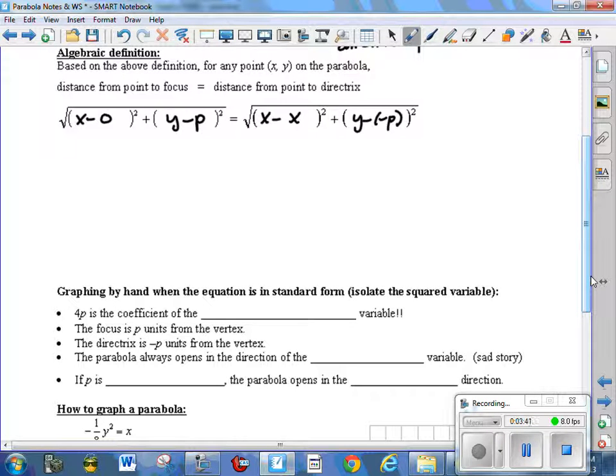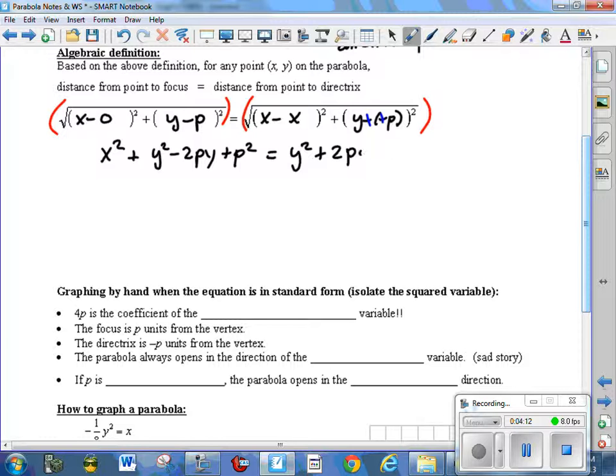Square both sides. That gets rid of the square roots. And then let's simplify what's inside the squared terms. We have x minus 0 squared simplifies to x squared. Y minus p squared, we're going to expand that to y squared minus 2py plus p squared. We have x minus x squared, which is 0. And then we have y minus a negative p, that becomes y plus p. So we have y squared plus 2py plus p squared.